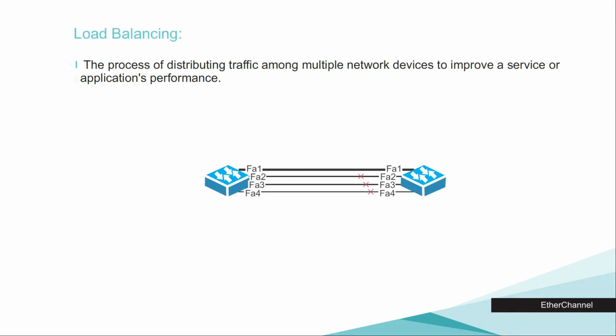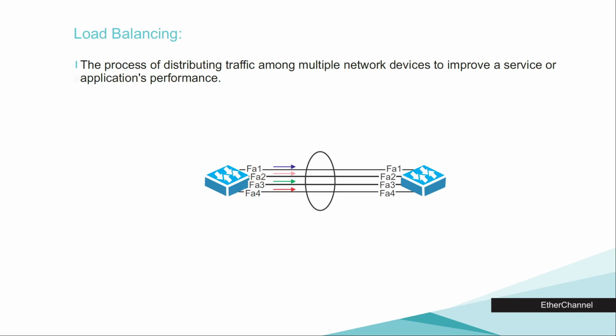So what is load balancing? Load balancing is the process of distributing traffic among multiple network devices to improve a service or application performance. Before deploying the Etherchannel in our network, the traffic will go through interface FastEthernet 1. After deploying the Etherchannel, the traffic will go through the links on interfaces FastEthernet 1, 2, 3, and 4. For example, the first packet will go through interface FastEthernet 1, the second packet will go through interface 2, the third packet will go through interface 3, and the fourth packet will go through interface FastEthernet 4. So this is called load balancing.